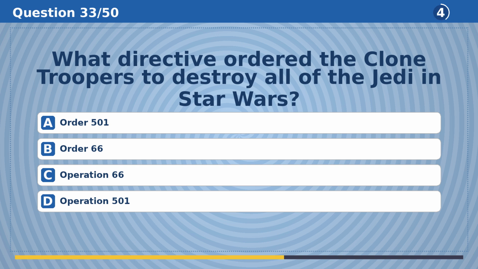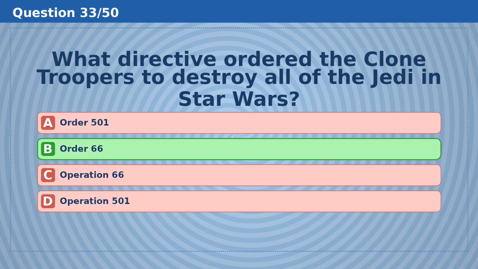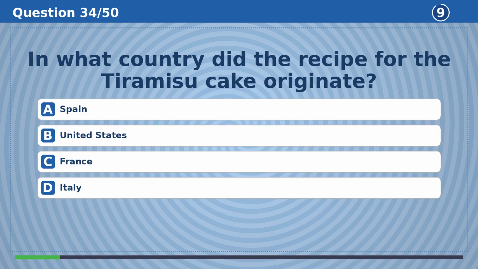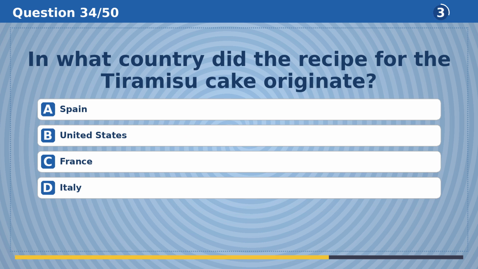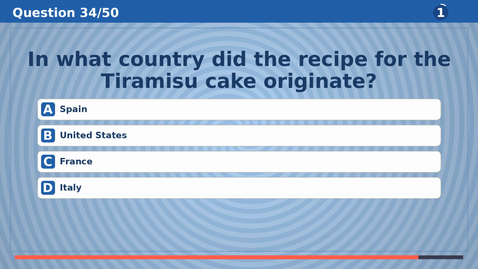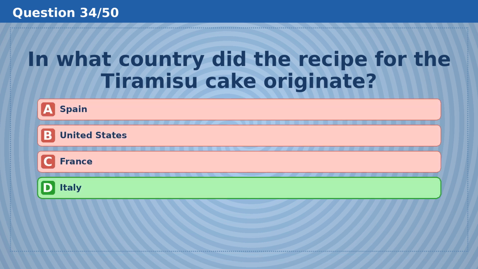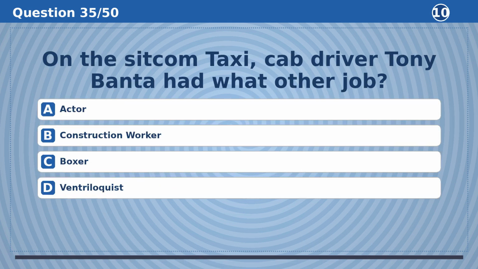What directive ordered the clone troopers to destroy all of the Jedi in Star Wars? The answer is B. Order 66. In what country did the recipe for the tiramisu cake originate? The answer is D. Italy.